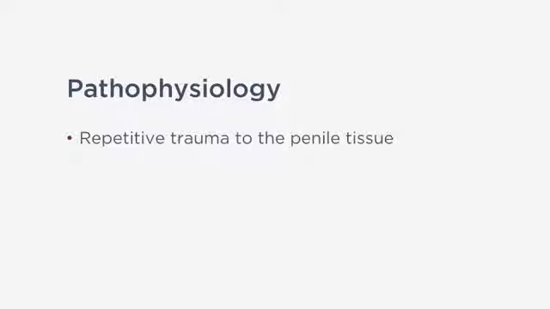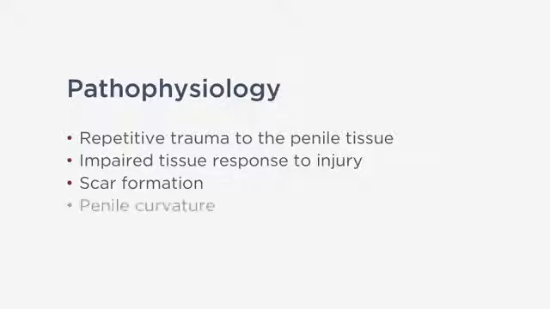How does Peyronie's disease occur? It's believed that it's repetitive trauma to the penile tissue. When these patients experience this trauma, there's an impaired tissue response to the injury, it forms a scar, and there is a penile curvature. The best example I give my patients is this.